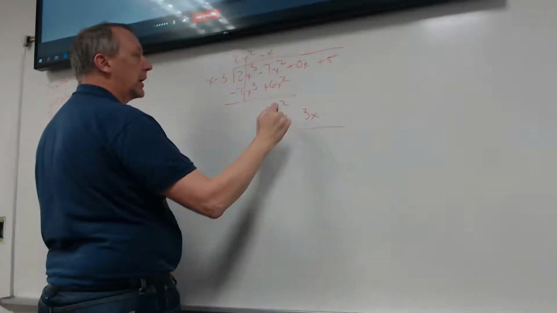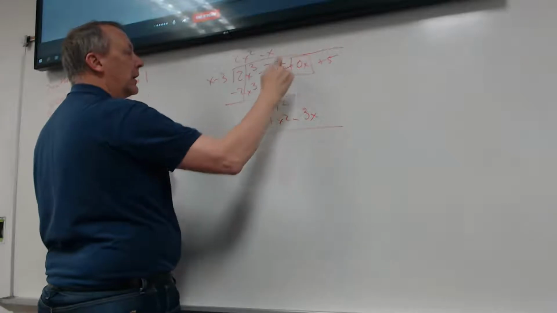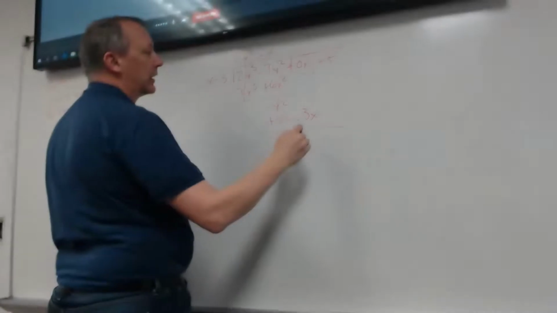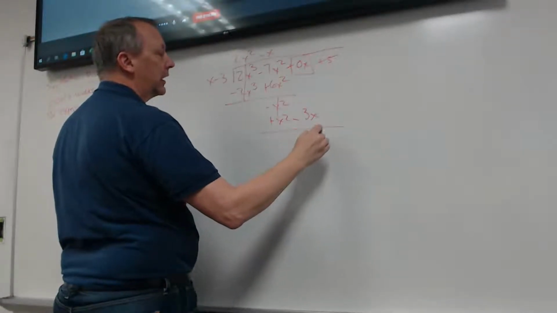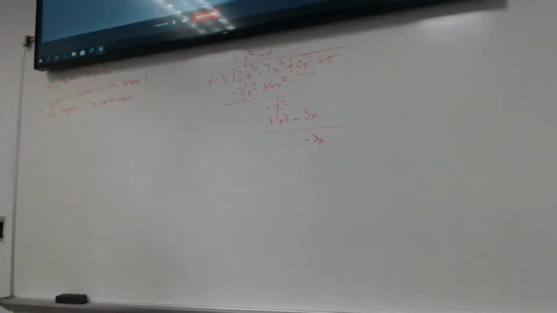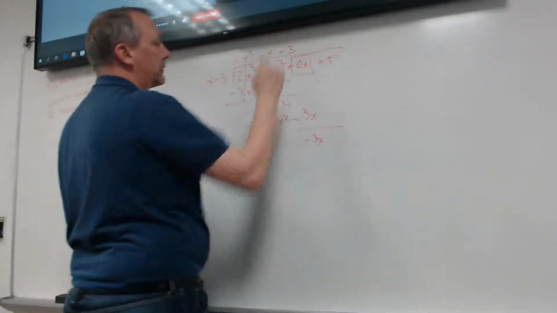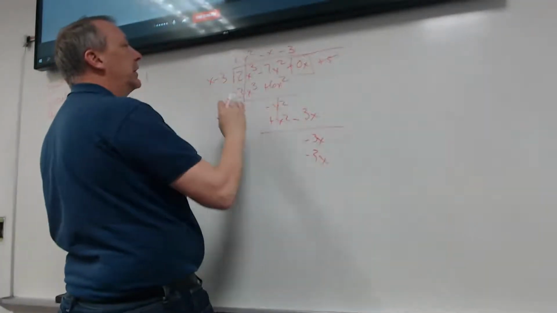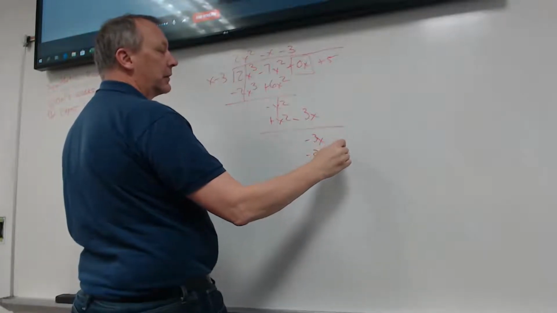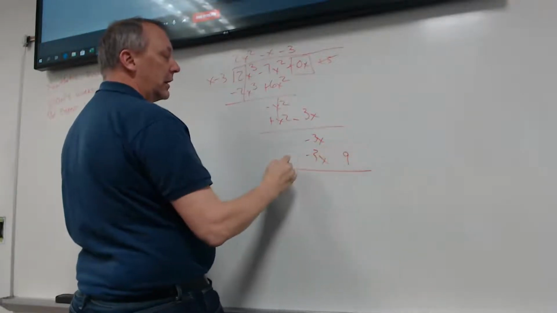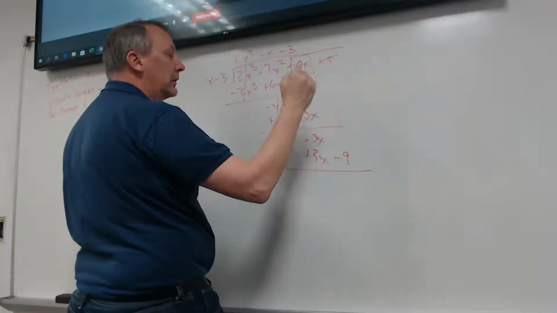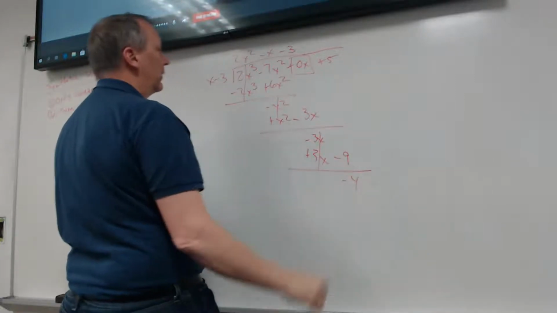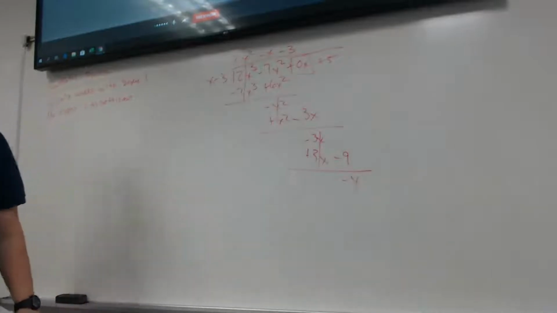Now we will change our signs, and you'll see why I added that 0x there. That's going to go away. 0x minus 3x is negative 3x. Does x go into negative 3x? Yeah, negative 3 times. Negative 3 times x is negative 3x. Negative 3 times negative 3 is positive 9. Then we're going to change our sign, which will make it a negative, and that's going to go away. 5 minus 9 is negative 4. Does x go into negative 4? No, so that's my remainder.